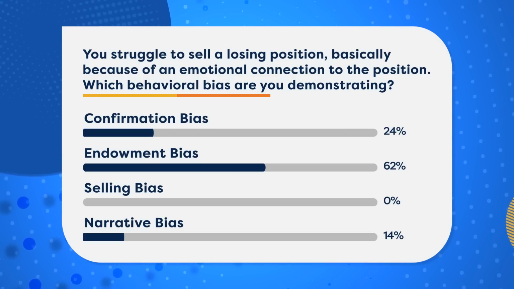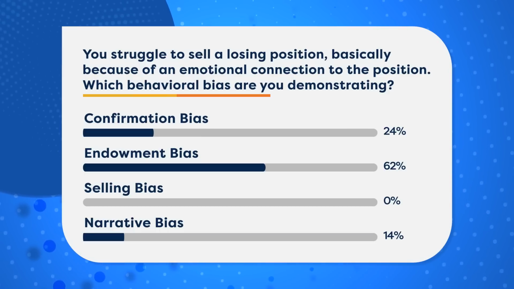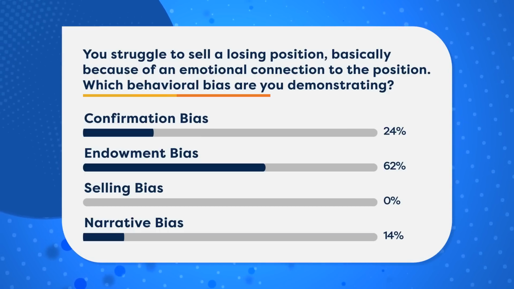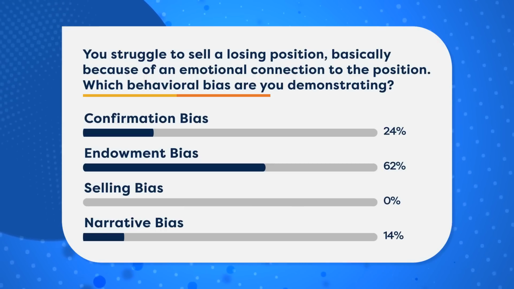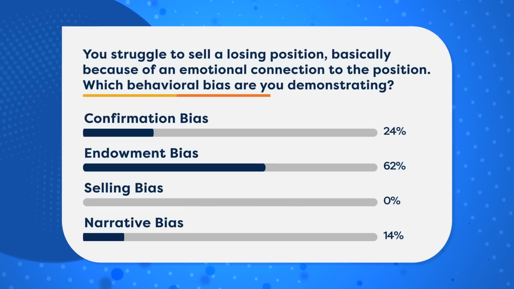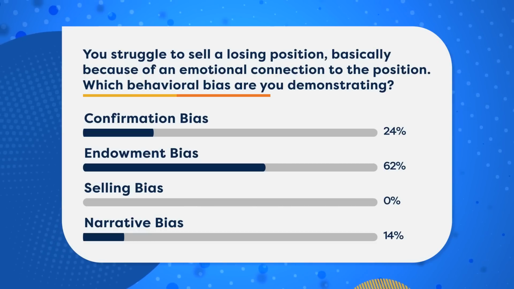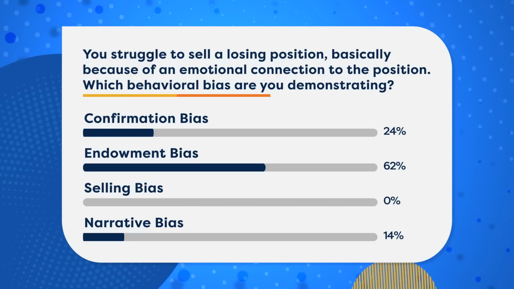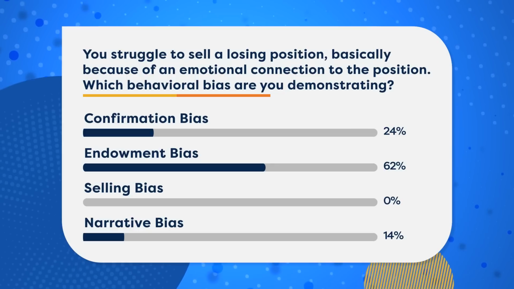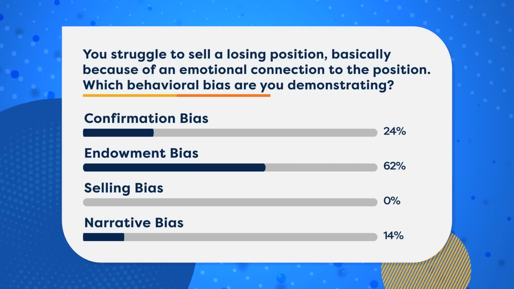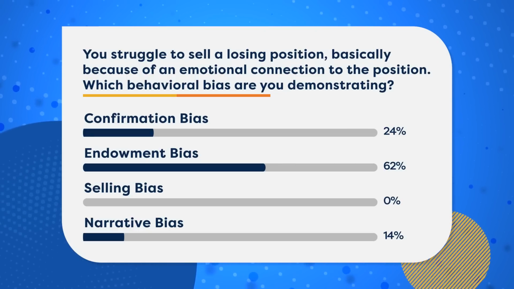The endowment bias, or the endowment effect, is where you basically do something different. Instead of selling a losing position, instead of taking profits when it's so clear that you should, you continue to hold it as the position goes against you, as the market goes against your position. And it really is because of your emotional connection to that thing. And it's not just something that happens with your investments.